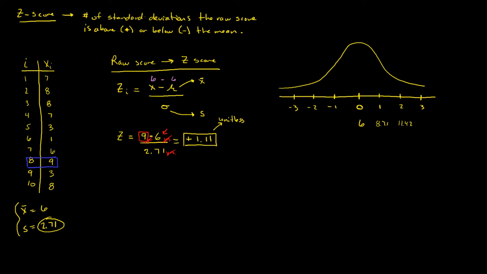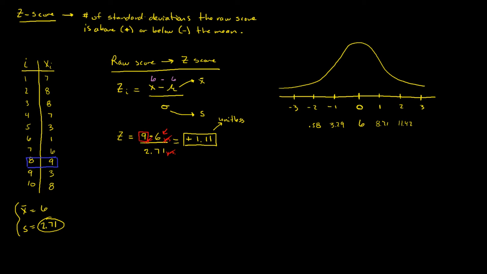If you took 2.71 and subtracted it from 6, then you'd be at 3.29. And again, if you took another 2.71 away from this, that would be 0.58. And so that's how your raw scores would graph. But let's look at the standardized score.